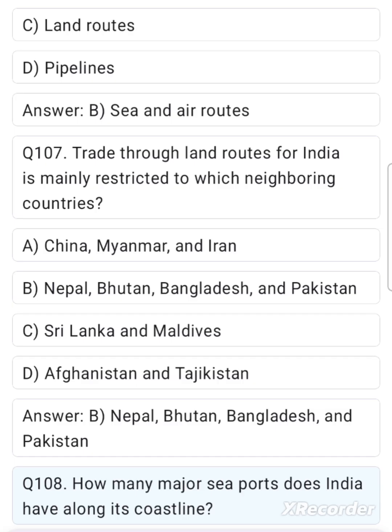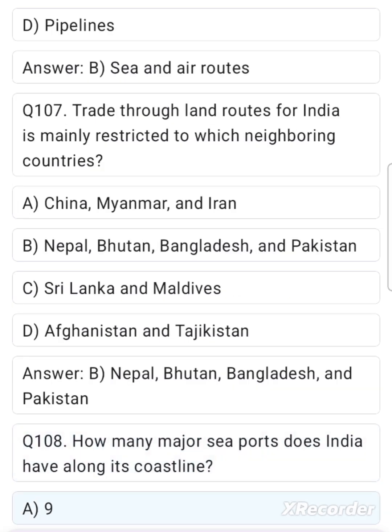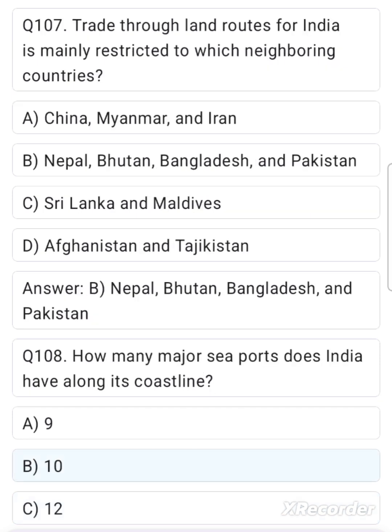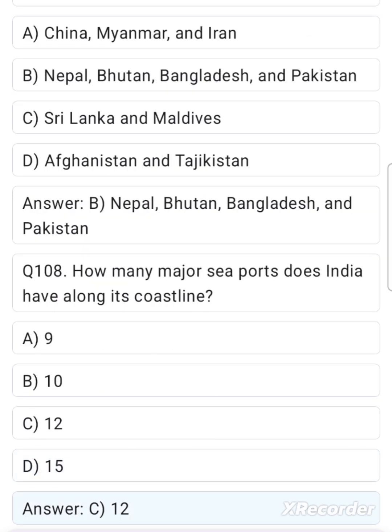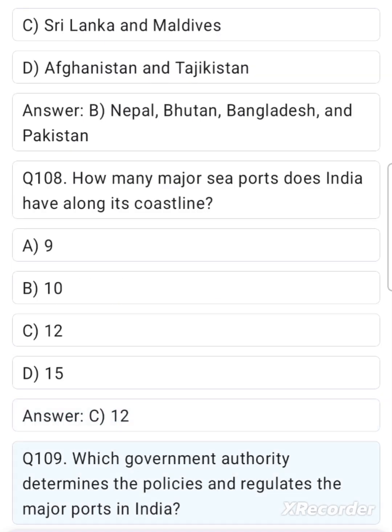Q108. How many major seaports does India have along its coastline? A. 9. B. 10. C. 12. D. 15. Answer C. 12.